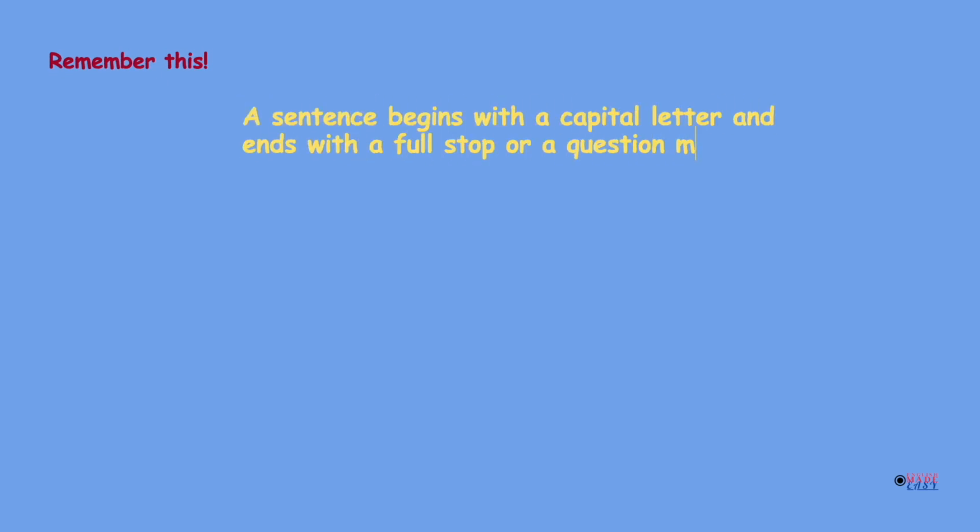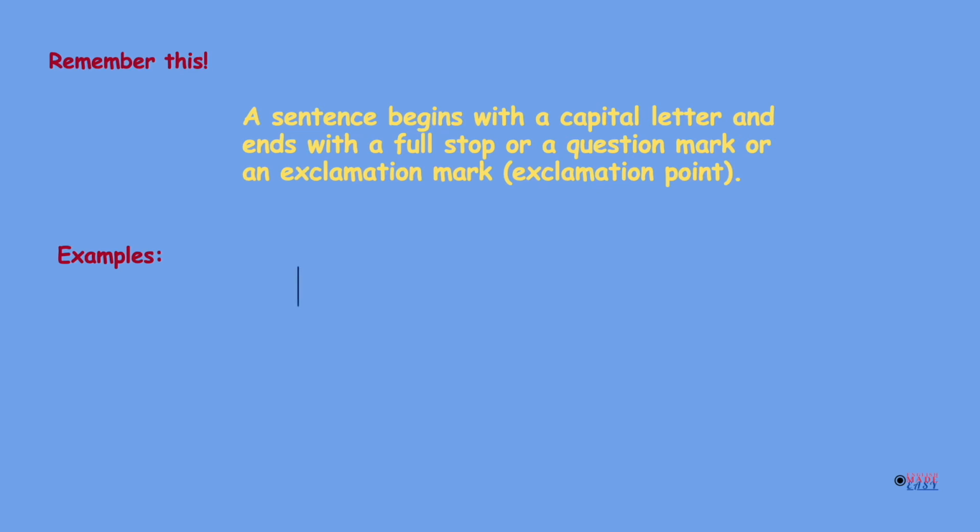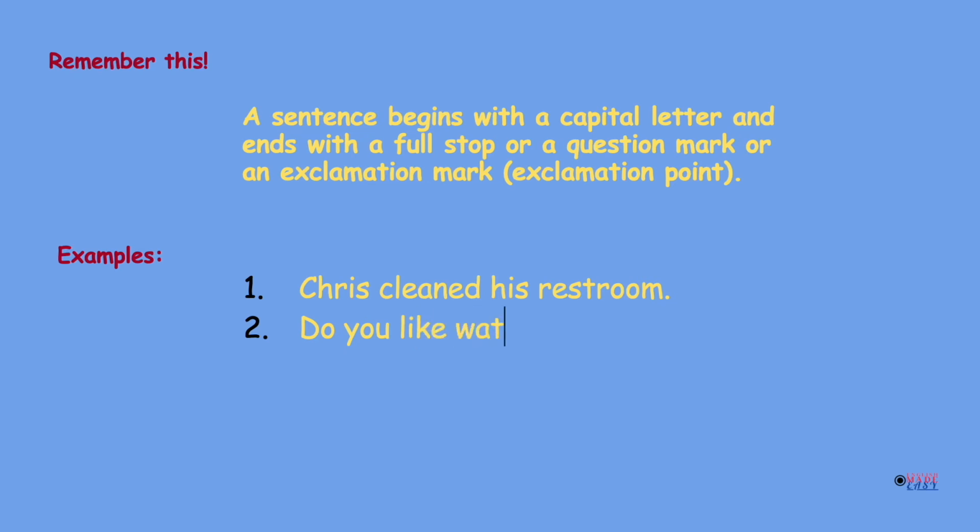Remember this, a sentence begins with a capital letter and ends with a full stop or a question mark or an exclamation mark, which is also known as exclamation point. Look at these examples. Number 1, Chris cleaned his restroom. Number 2, do you like water? And number 3, what's out? Please do take note of the different types of marks used to end these questions.